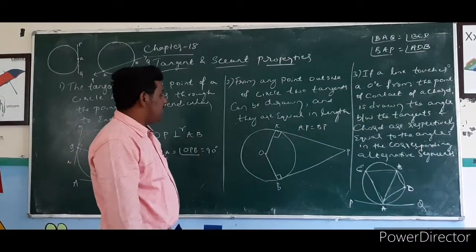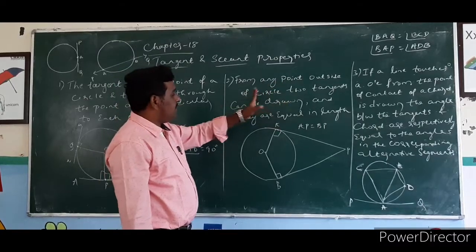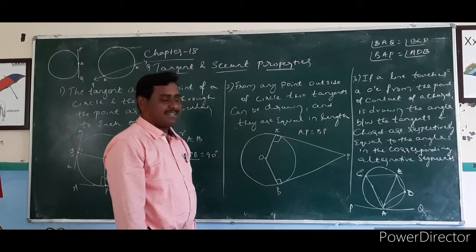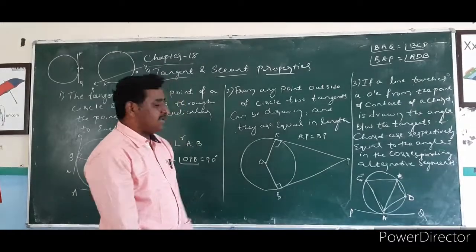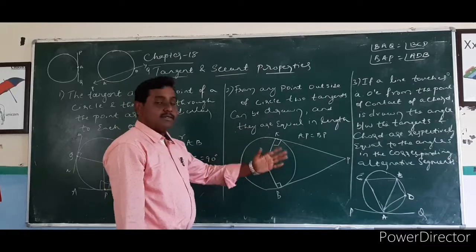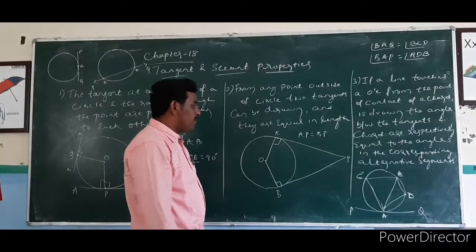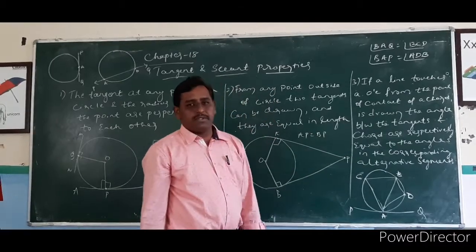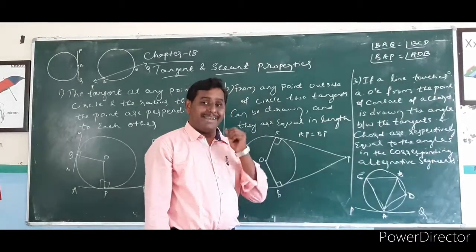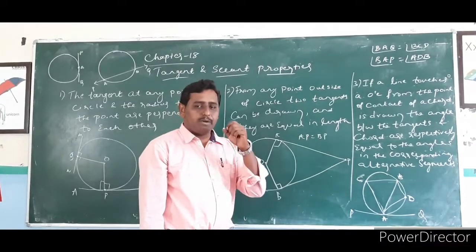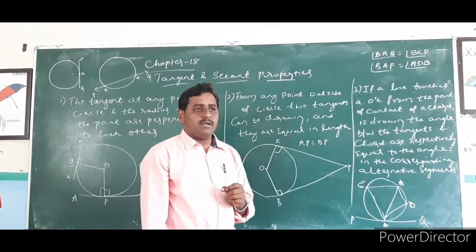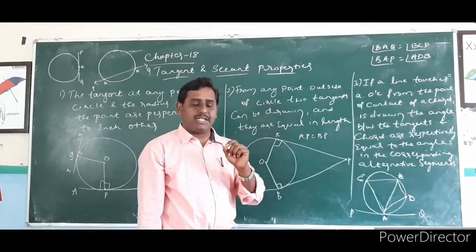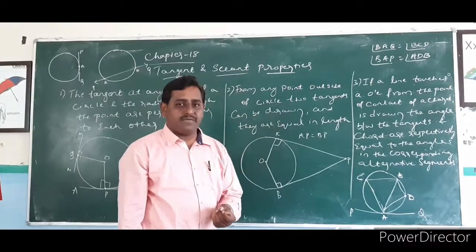The next point: from any point outside a circle, two tangents can be drawn and they are equal in length. We can consider any circle with center O, and P is the point outside. Remember, from any external point of a circle, we can draw only two tangents.